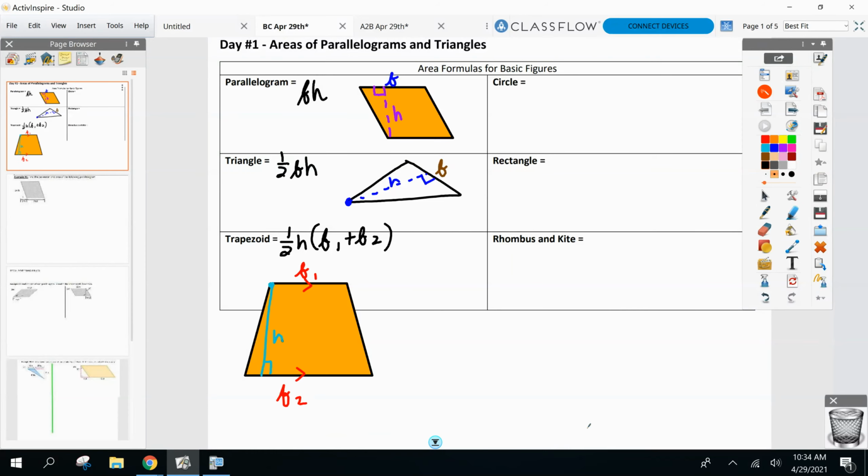How about circle? Circle. Pi r squared. Yes. There is no diameter version. We just got done with circles, so r, what do you think r is? Radius length. There we go.